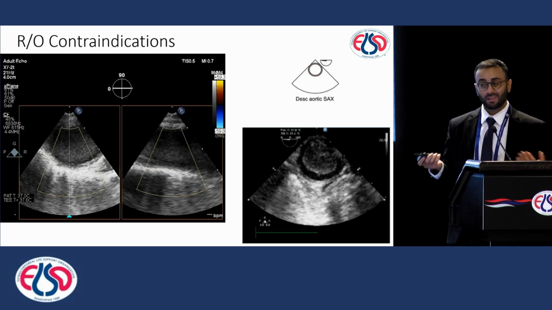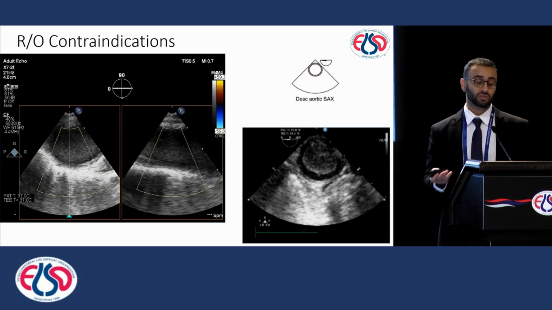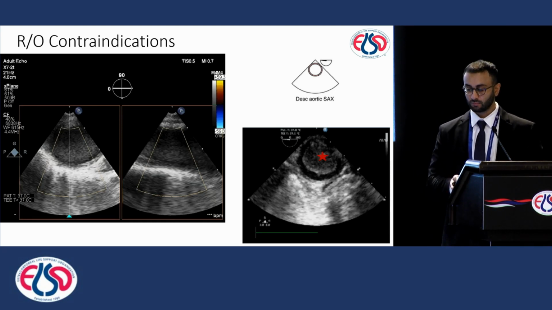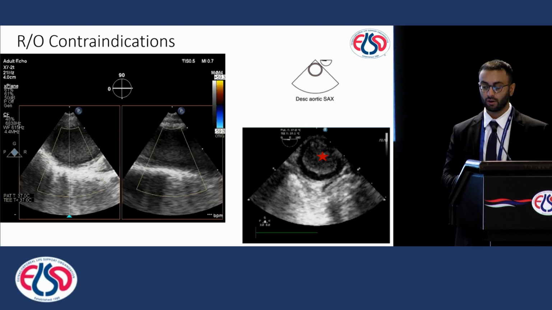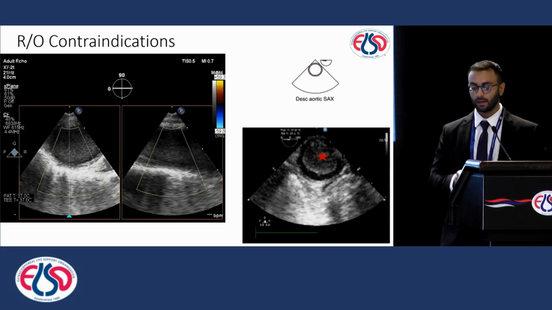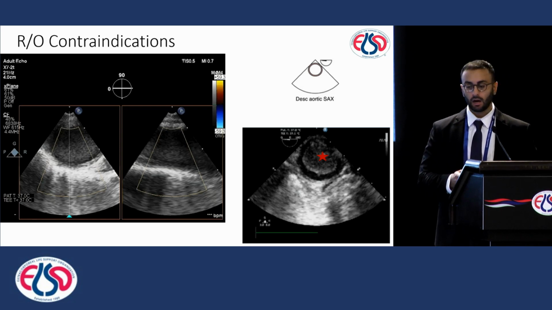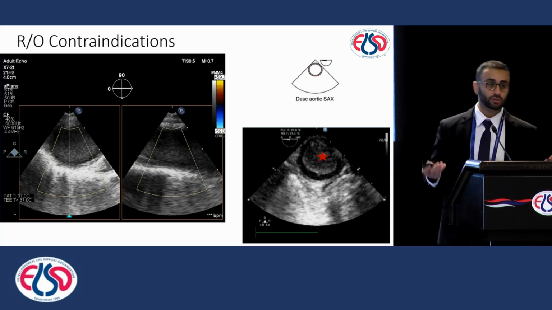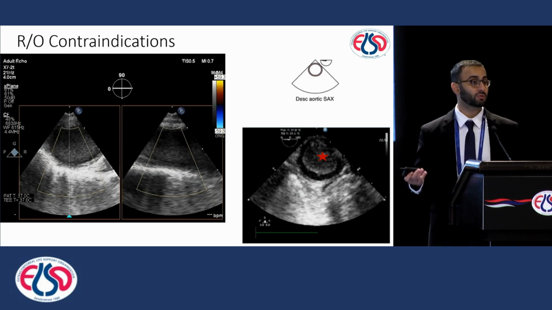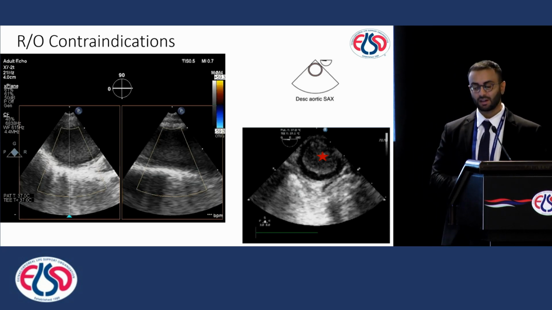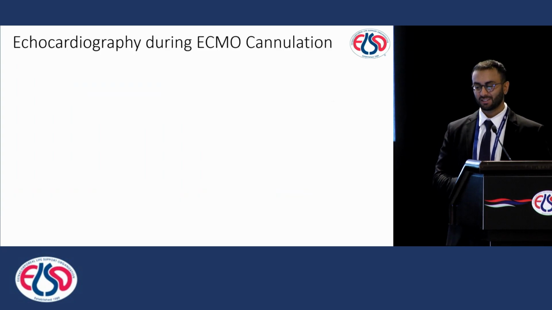So again, something that we wouldn't have been able to find or see unless we had some sort of imaging or echo guidance. And you can see there with the red star that intraluminal thrombus that was forming. And this was from a low flow state. And potentially if we had gotten there sooner, and potentially if we had gotten the patient on ECMO sooner, we could have avoided this. But again, this is one of the importance of having some echo skills.